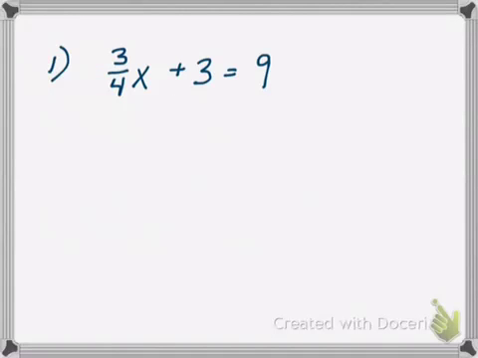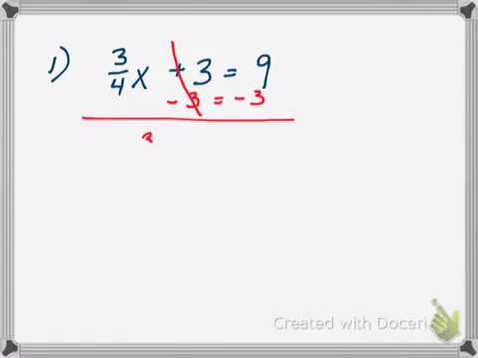So let's see how you did with number 1. 3/4 x plus 3 equals 9. Step 1, distribute if necessary. I know I don't have to distribute because I don't see any parentheses. So step 2, get rid of the constant by adding or subtracting. My constant is plus 3, so the opposite of adding 3 is subtracting 3. So I subtract 3 from both sides.